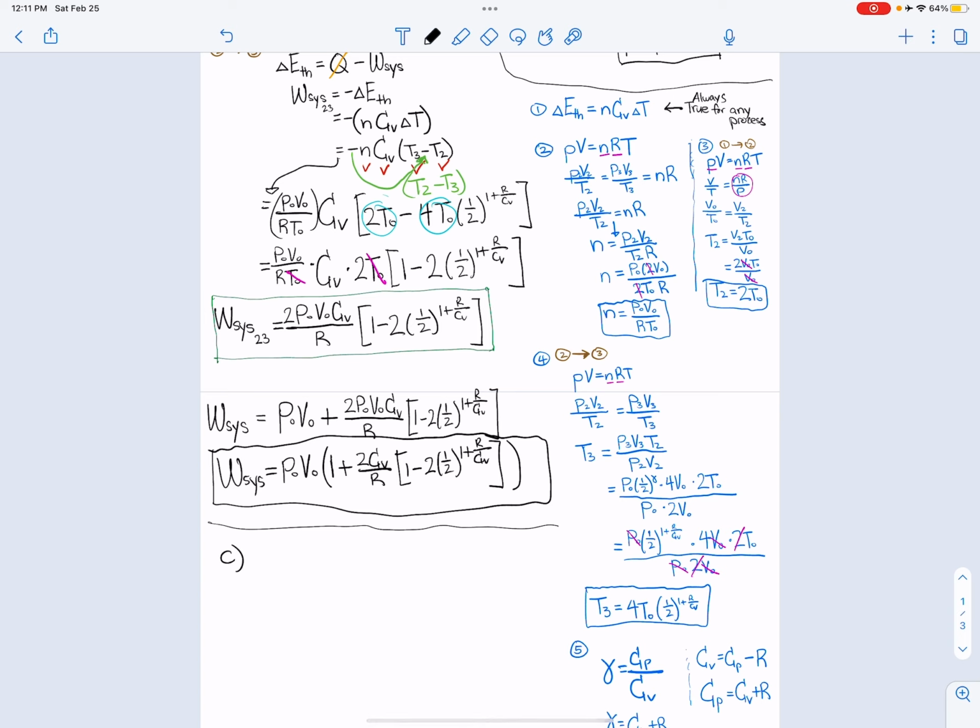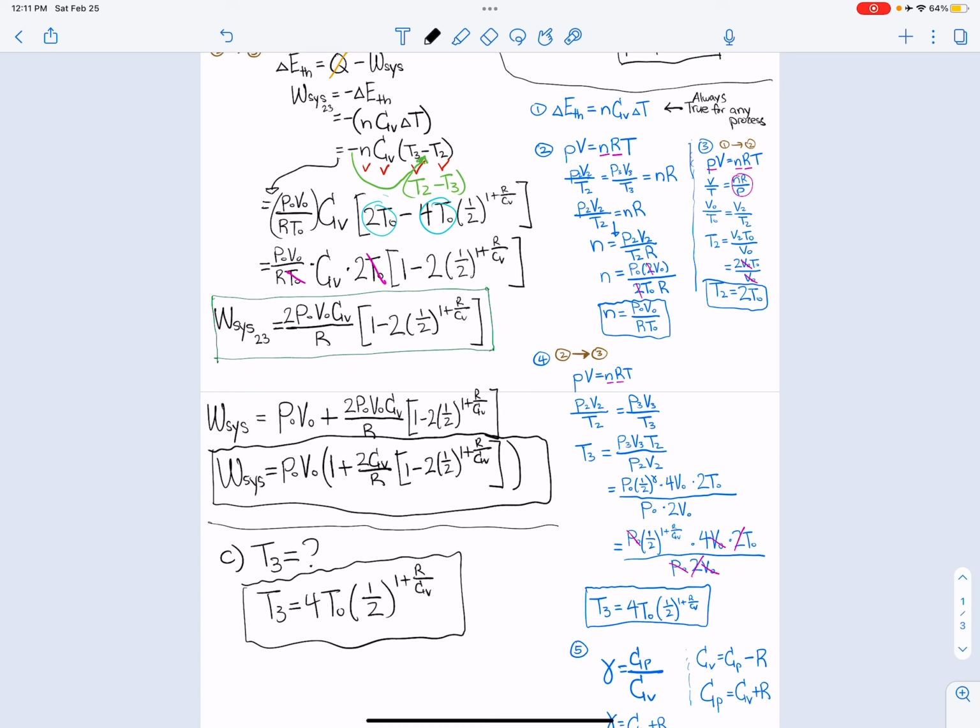So for part C, find the final temperature of the gas, or the temperature of the gas at state 3. Actually, I believe we solved for that earlier in side mission number 4. So the temperature of the gas at state 3, T3, is equal to 4 T naught times 1/2 (1 plus R over CV). And this is how we solved that. We did that earlier.